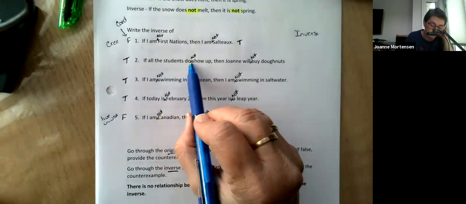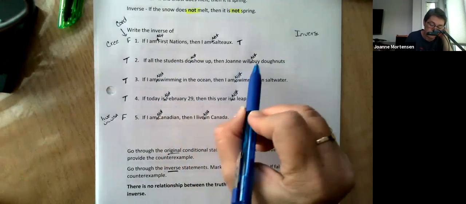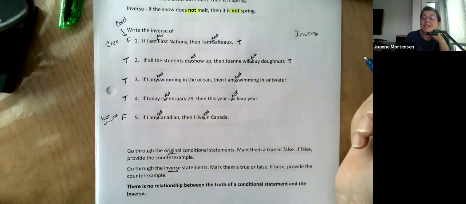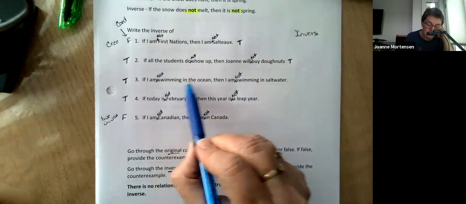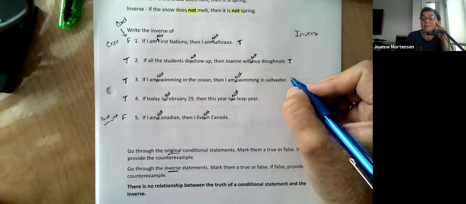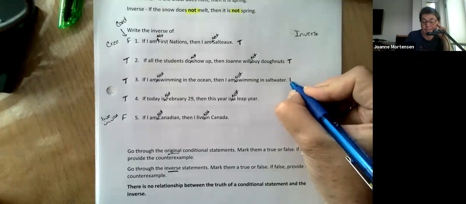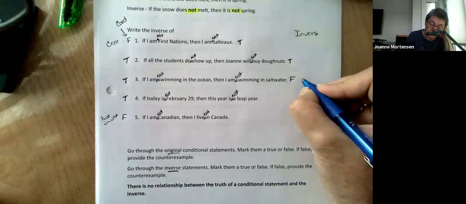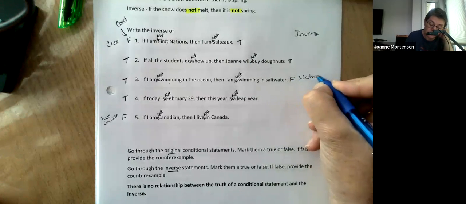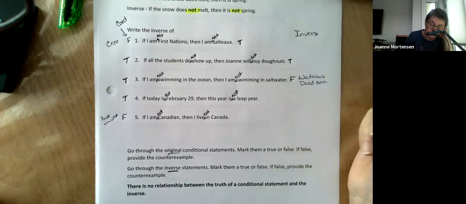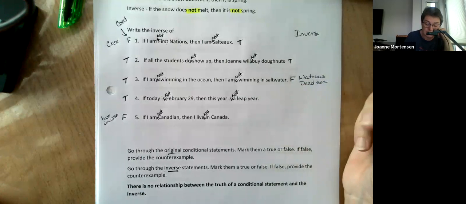If all the students do not show up, then Joanne will not buy donuts. True. Again, that's a poor example, because you really don't know what I'm going to do. If I'm not swimming in the ocean, then I am not swimming in salt water. What do you think? Are there places that are salty that are not the ocean? Yes. Okay, so salt waters, or the Dead Sea, lots of places.